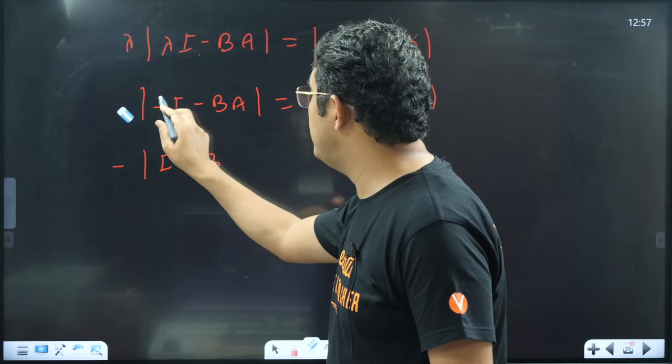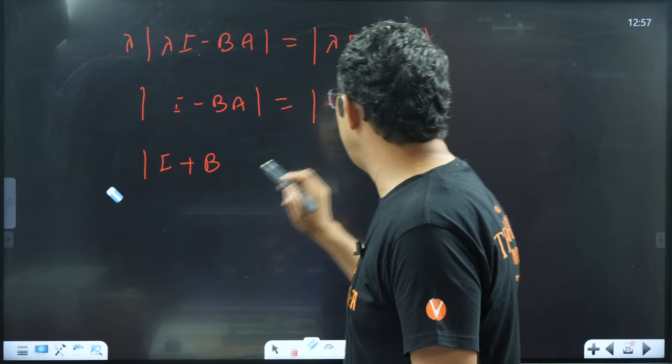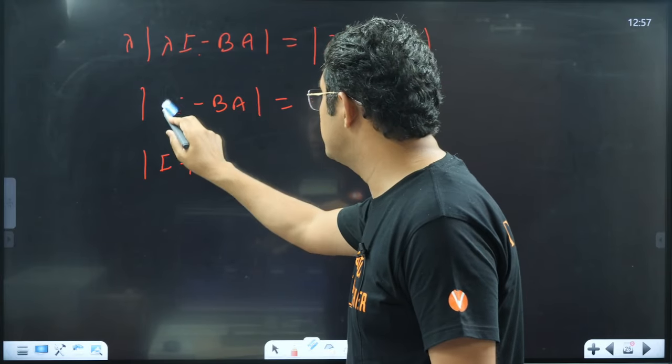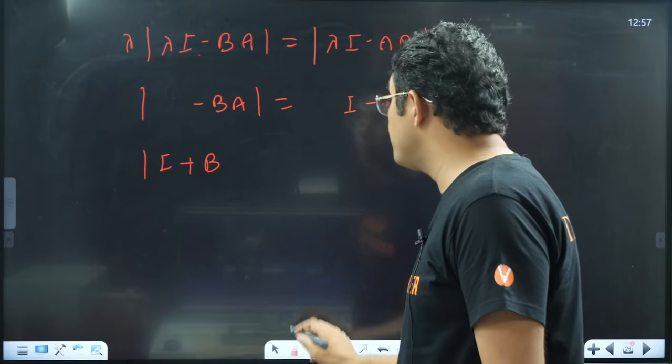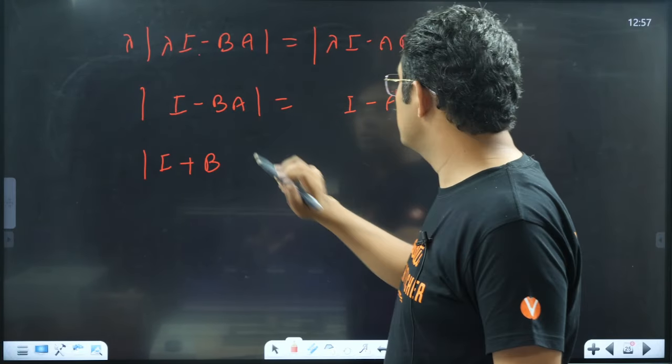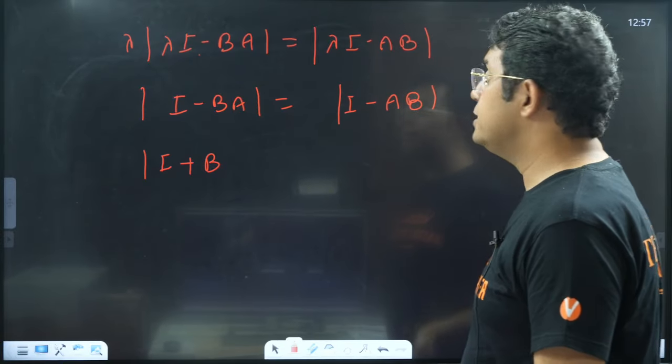Actually we can take any value of lambda. This will be decided by what is asked to be proved. Here they are asking us to prove I minus BA, so I will be putting lambda is equal to 1. So this, and here I minus AB.